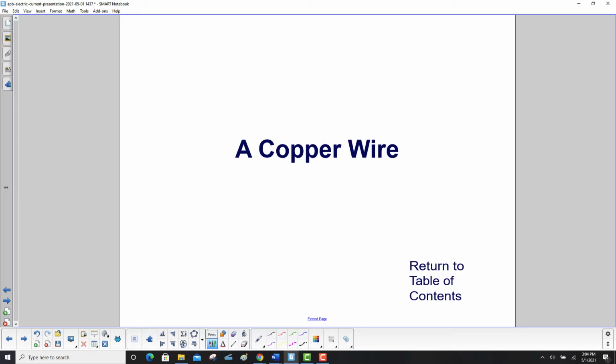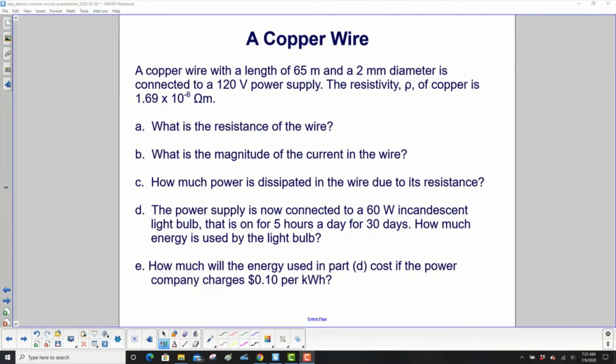A copper wire with a length of 65 meters and a 2 millimeter diameter is connected to a 120 volt power supply. The resistivity, ρ, of copper is 1.69 times 10 to the minus 8th ohm meters. What is the resistance of the wire? What is the magnitude of the current in the wire? How much power is dissipated in the wire due to its resistance?